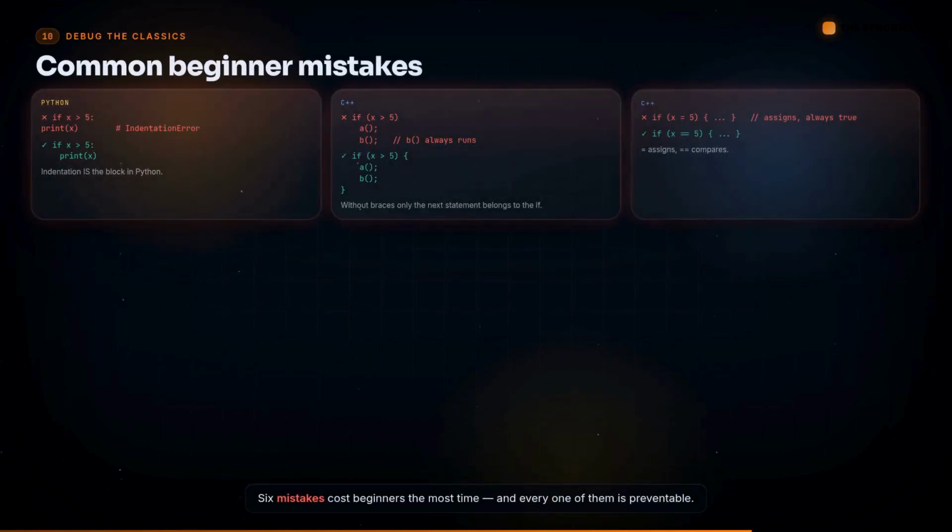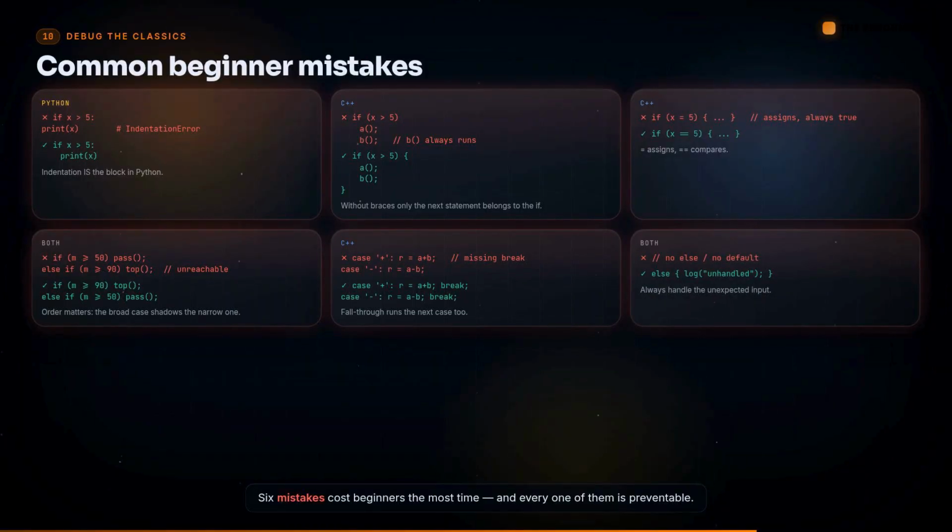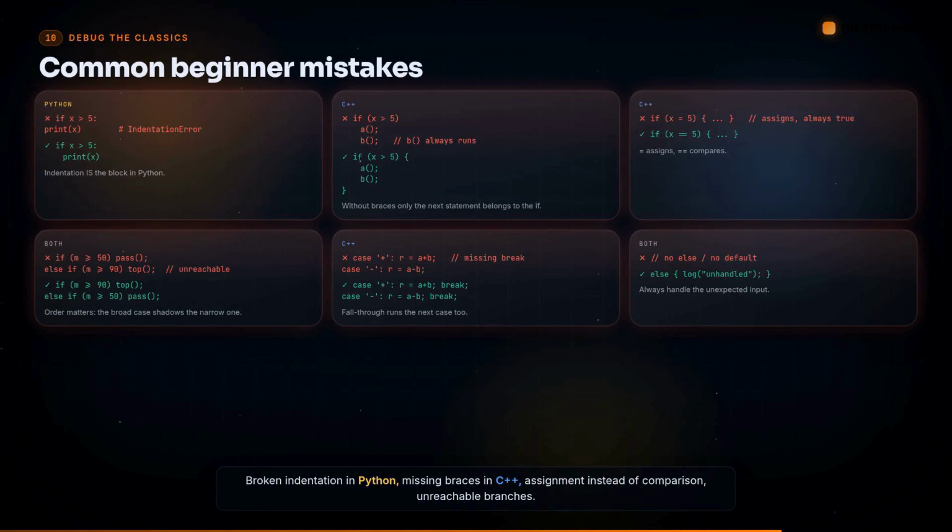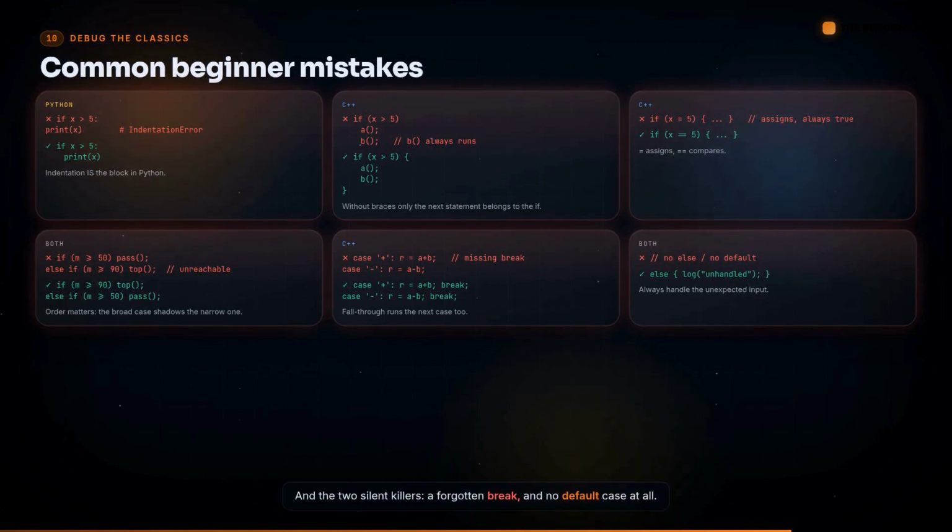6 mistakes cost beginners the most time, and every one of them is preventable. Broken indentation in Python, missing braces in C++, assignment instead of comparison, unreachable branches. And the 2 silent killers, a forgotten break and no default case at all.